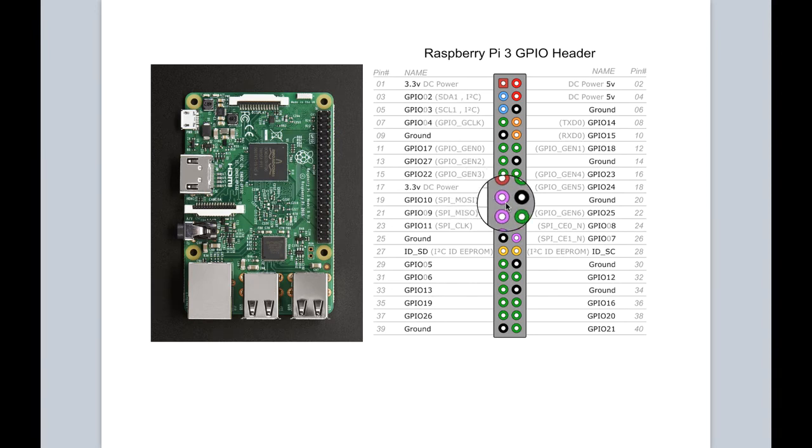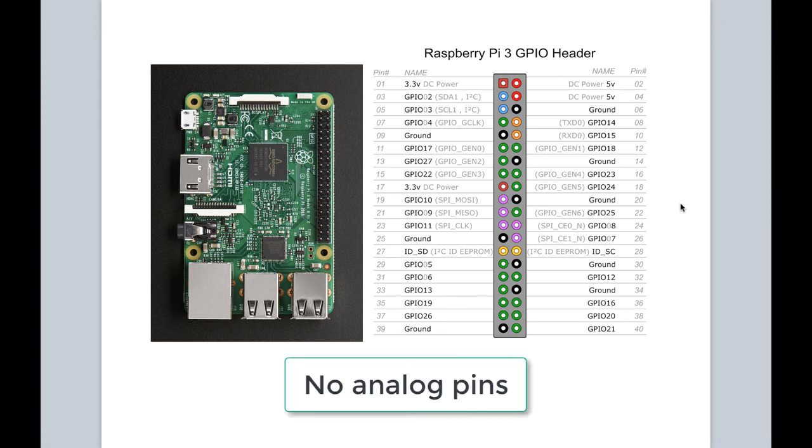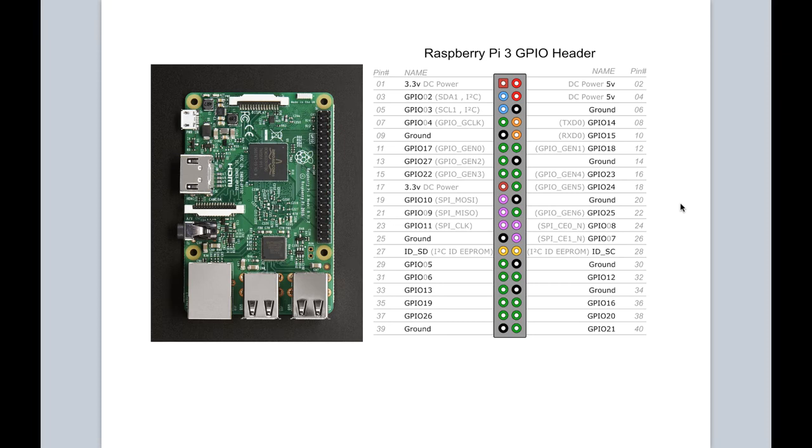Also, physical pins 19, 21, and 23, or GPIO 10, GPIO 9, and GPIO 11, are the MOSI, or Master Out Slave In, MISO, Master In Slave Out, and the serial clock lines for the SPI interface. Although GPIO pins can be used as digital input or outputs, one thing to note is that unlike Arduino, the Raspberry Pi does not have any analog pins. In order to process analog readings, an external analog to digital converter must be used.